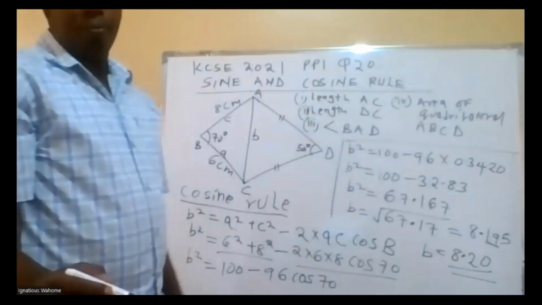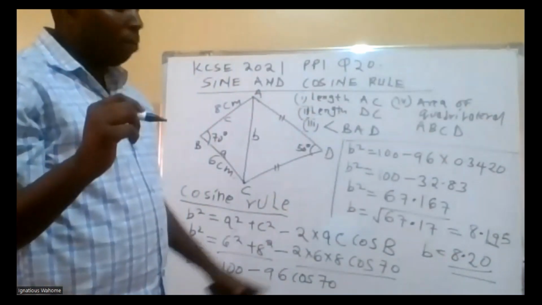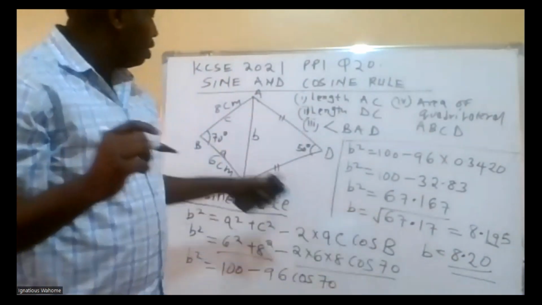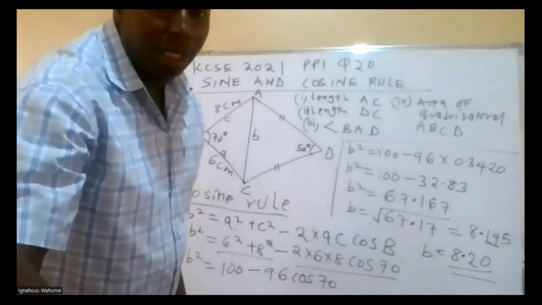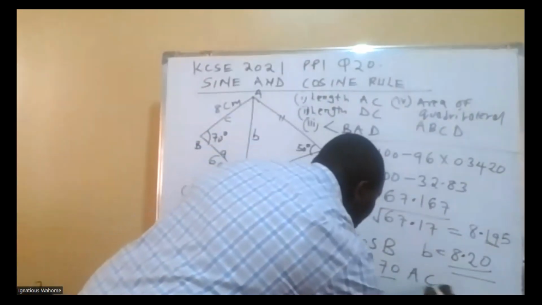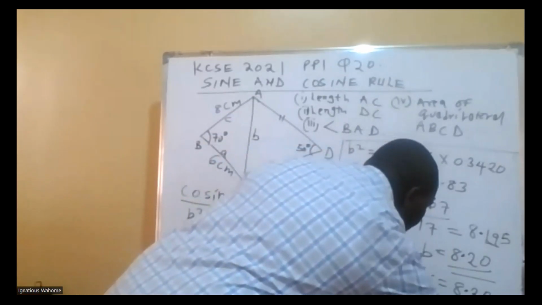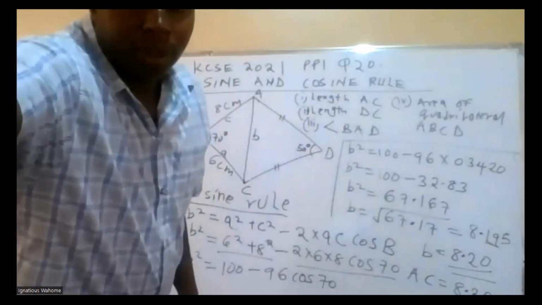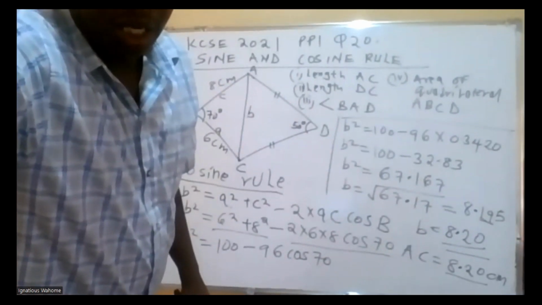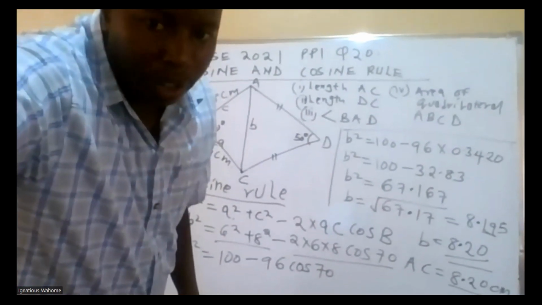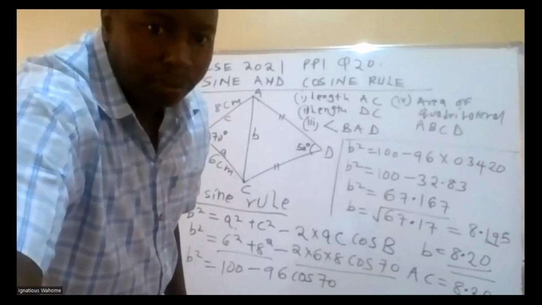So the length of AC is 8.20 centimeters. That's the length of AC, 8.2 centimeters. So you get that.